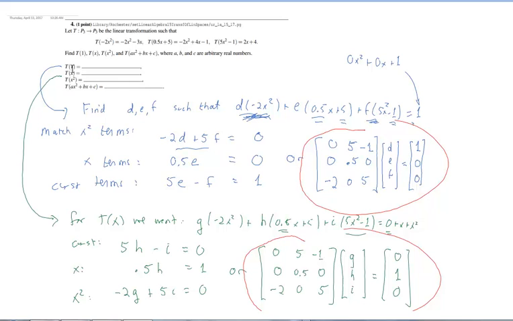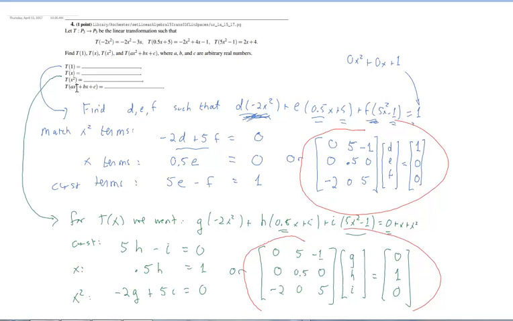And we need to find T of 1, T of x squared, and T of ax squared plus bx plus c. Now you can find these one by one, but I want to show you a systematic way of cutting to the chase and actually doing the last one. If I know the last one, I can easily find these 3.